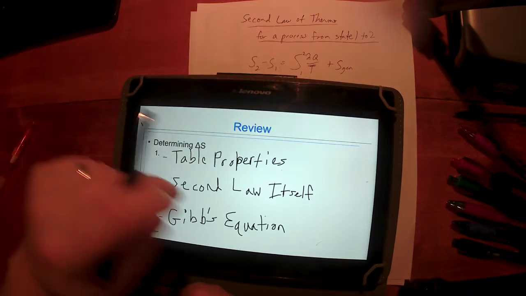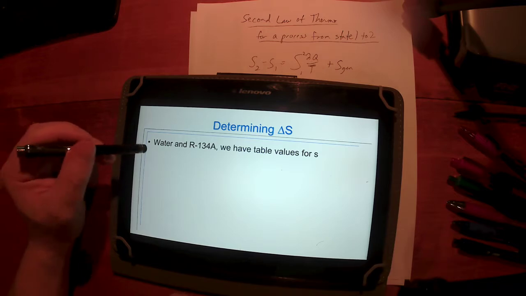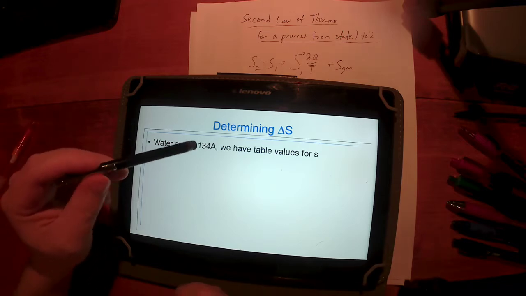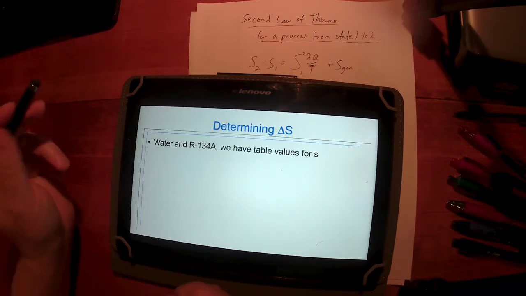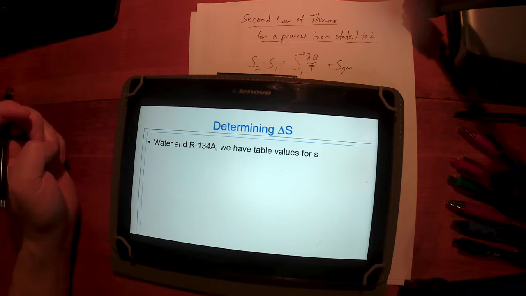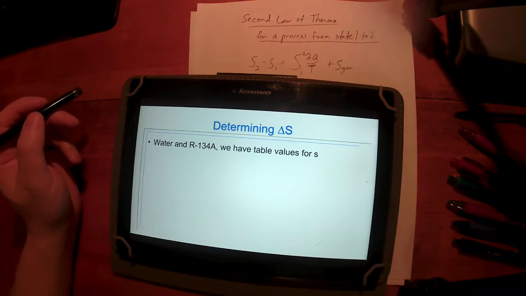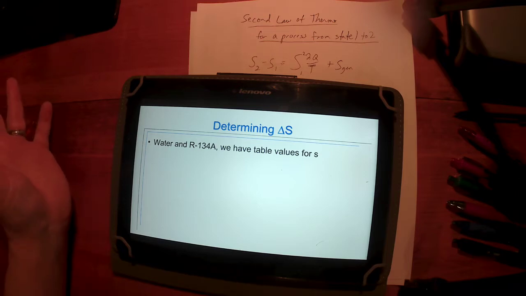Alright, so that's, again, the first way: table properties. For water and R134a, I just need to know two properties about my substance. Pressure and temperature normally works just fine. Pressure or temperature and specific volume works really good. Could be a pressure or temperature and the fact that it's saturated vapor, so I know the quality. All these are okay.